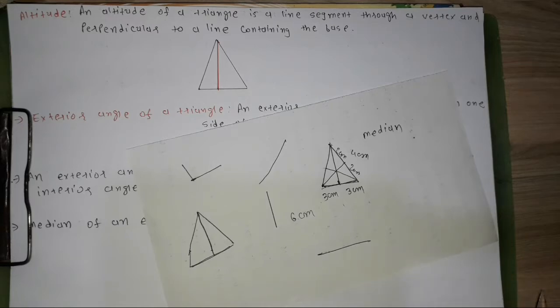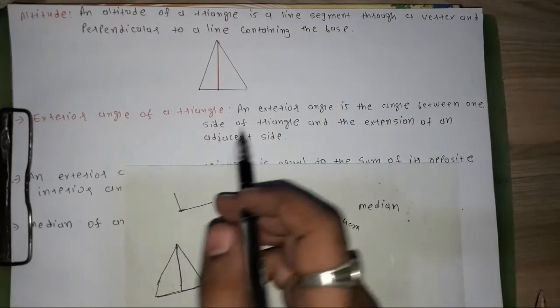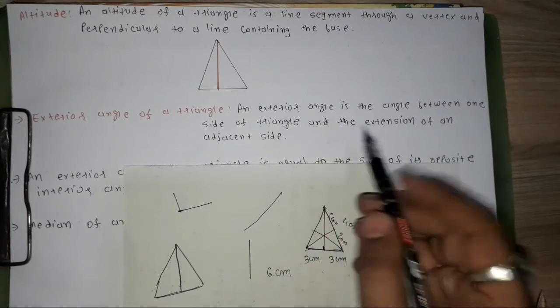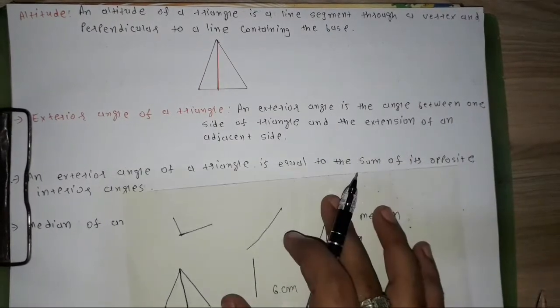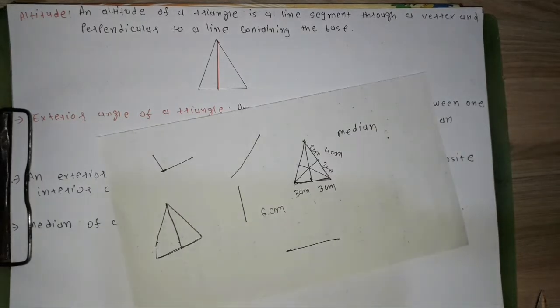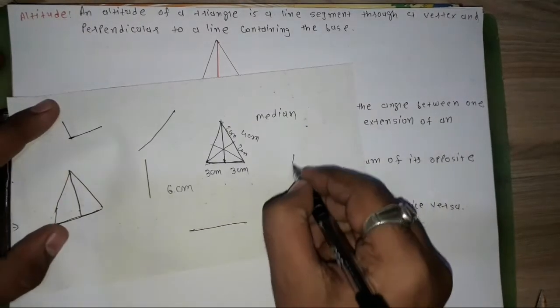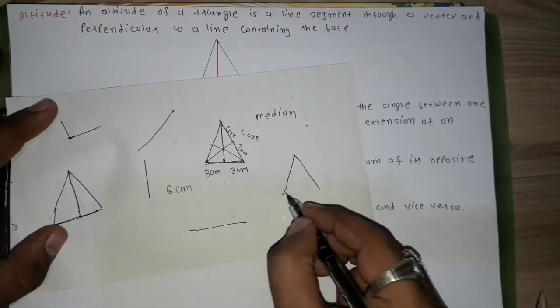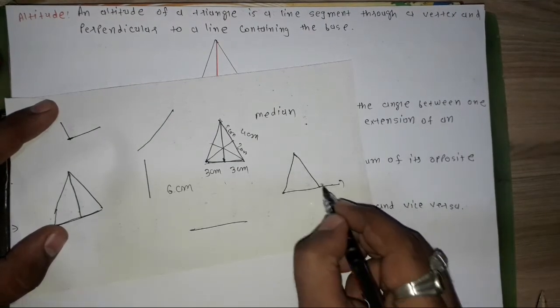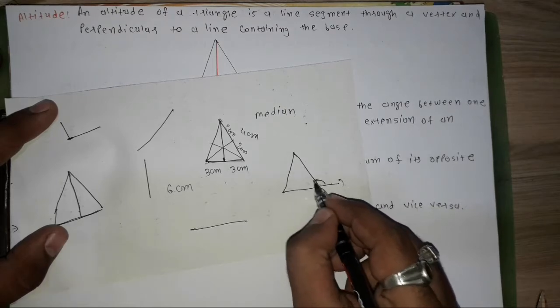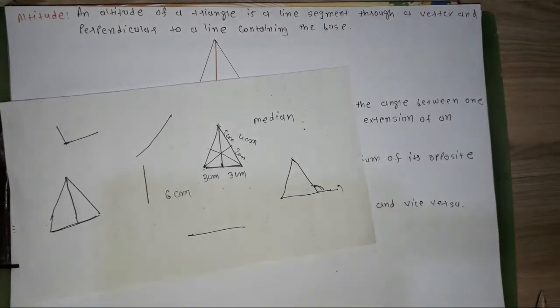Now the next one, the exterior angle of a triangle. An exterior angle is the angle between one side of the triangle and the extension of an adjacent side. Now what are exterior angles? Exterior angles means, this triangle is there, and now I am extending this line segment. So one angle is formed here. These angles are called exterior angles.